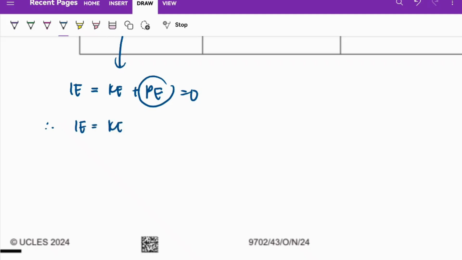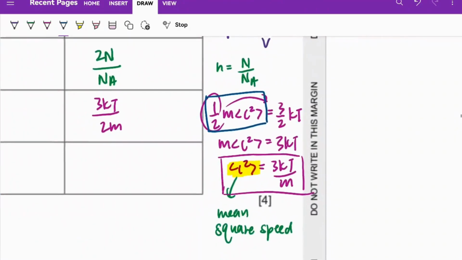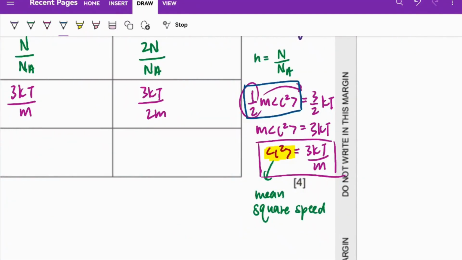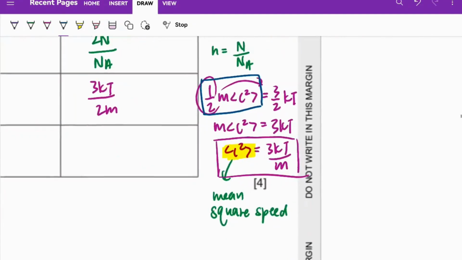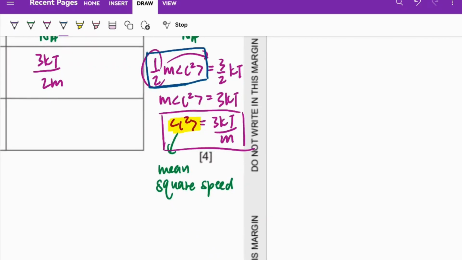Basically, 3 over 2 NkT. Why is that N? Because usually internal energy, we talk about total kinetic energy. We don't say internal energy just for one particular molecule, right? We talk of it as overall. Why here I didn't add N? Because in this formula, when we derive the mean square speed in terms of kinetic energy, because it's kinetic energy, right? In terms of mean square speed, we can cancel out the N. Because remember, where is that? Let me show you.